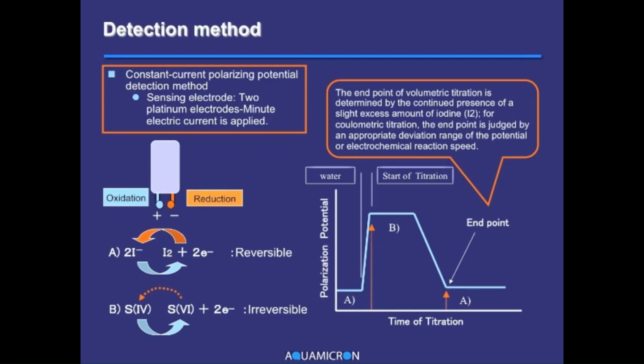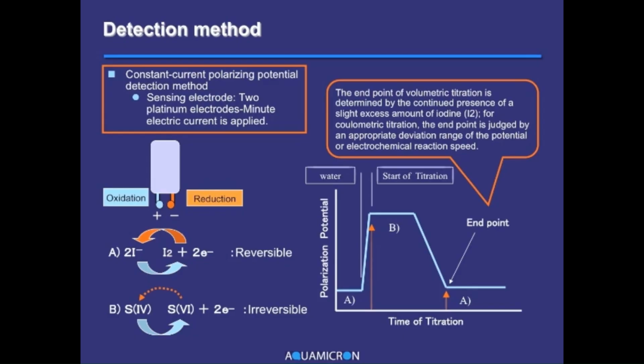Now, let's move on to the detection principle. This refers to the detection method of the polarizing potential at a constant current. Here is the glass-made detection electrode, at the bottom of which 2 platinum poles are attached. When there is a constant electric current, these 2 poles become polarized as plus-charged and minus-charged respectively, because they are not connected directly by an electric wire.